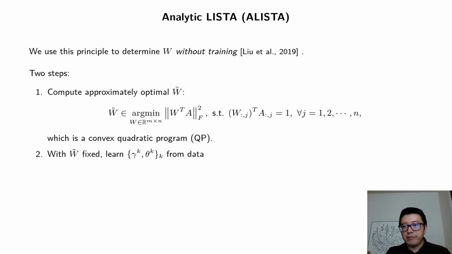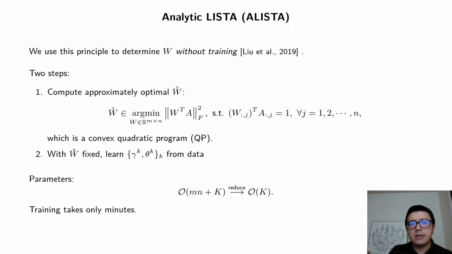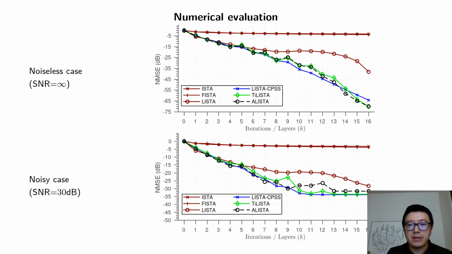And with that W fixed, there remain two sequences of scalars to learn. One is the step size, the other is the thresholds. And this again significantly reduces the number of parameters. You basically get rid of W, so you only have about 32 parameters to train when the network has 16 layers. The training only takes minutes. And then we test it. Amazingly, the results are just as good.